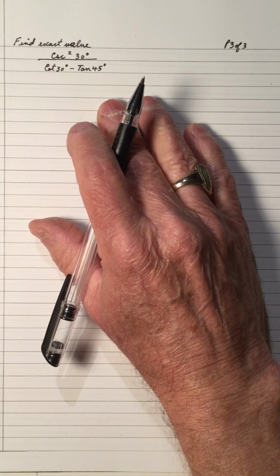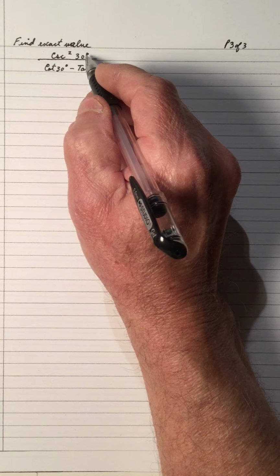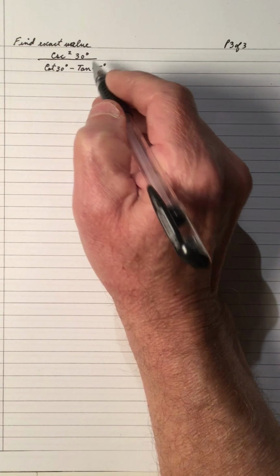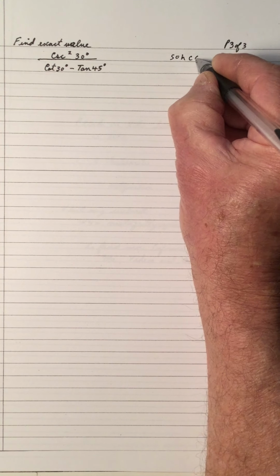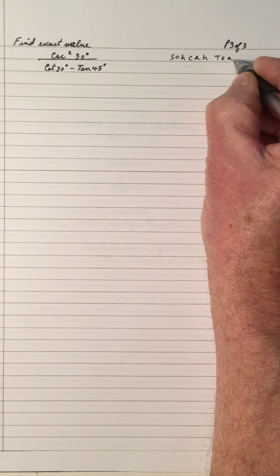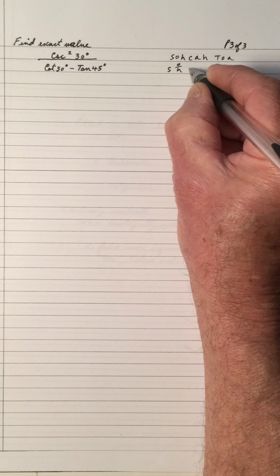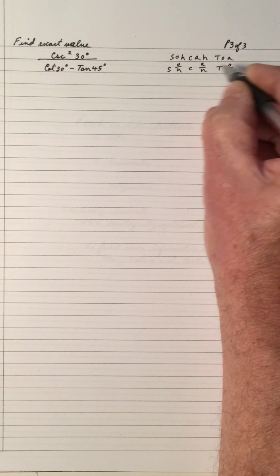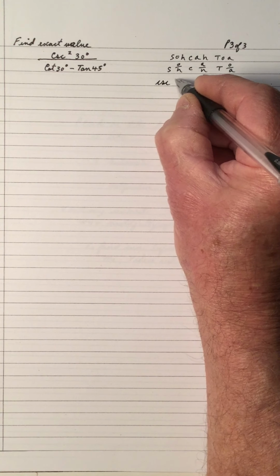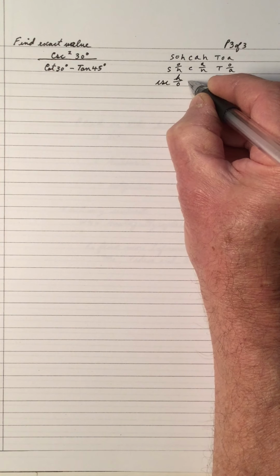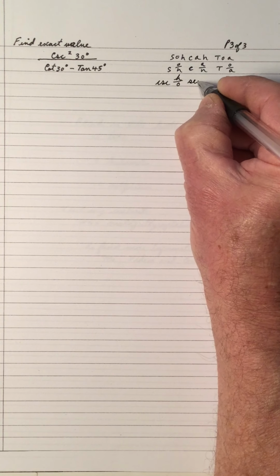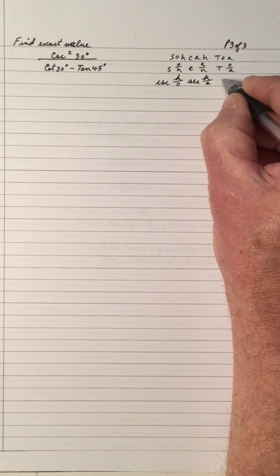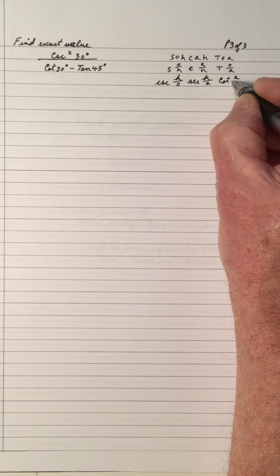And the last question, we have: find the exact value. Cosecant squared of 30, cot of 30 minus the tan of 45. Again, just a review. SOH CAH TOA. Sine, opposite over hypotenuse. Cos, adjacent over hypotenuse. Tan, opposite over adjacent. Reciprocals: S is the C, cosecant. And cos is C, I need S, secant. And tan is cot, and it's adjacent over opposite.